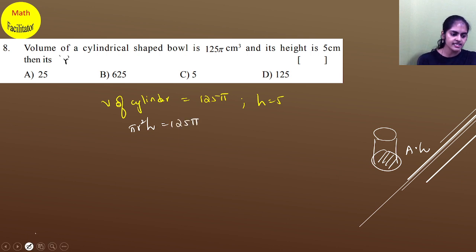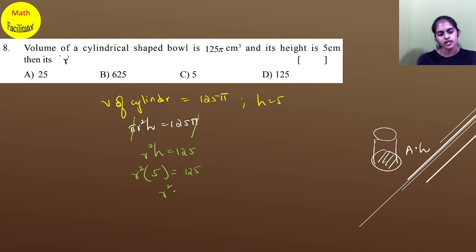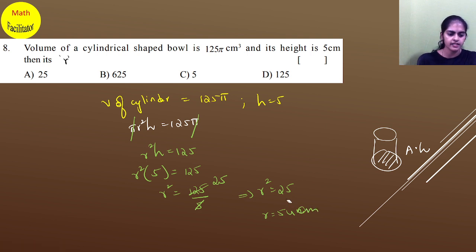See here, calculation is easy. Pi and pi get cancelled. So you have r square h equal to 125. R square into h, which is 5, equal to 125. So r square is nothing but 125 divided by 5. 5 1 time 5, 2 times 10, so you will have 25. Which means r square is 25, so r is 5 units. It is given in centimeters, so let me write it as 5 centimeters is r. So which option is correct? Option C is correct.